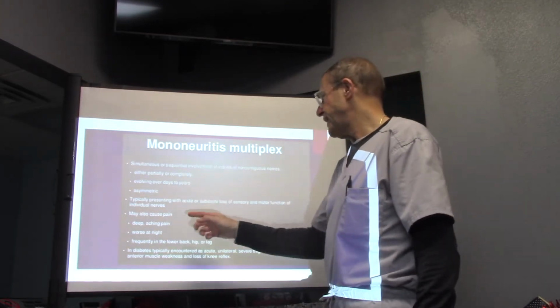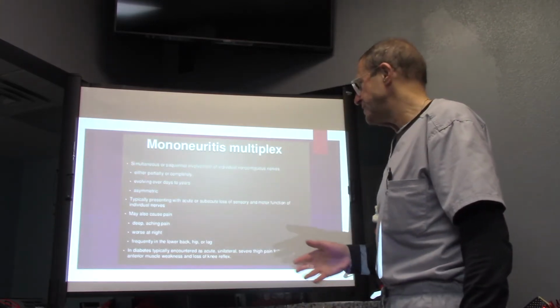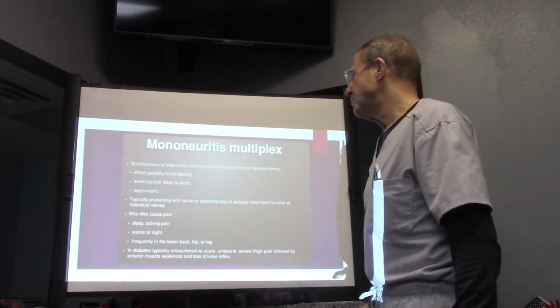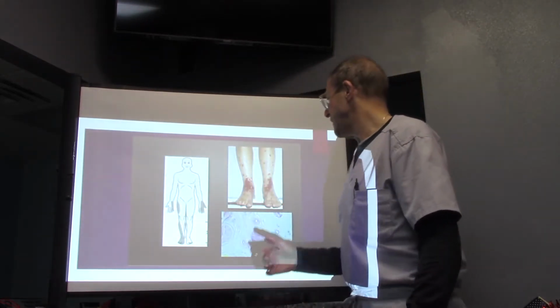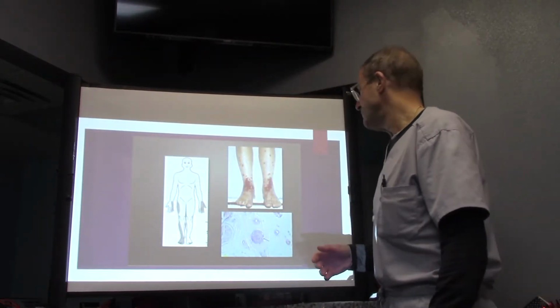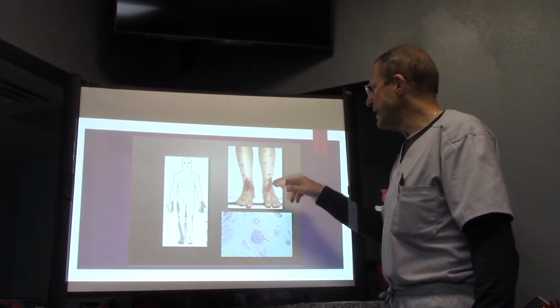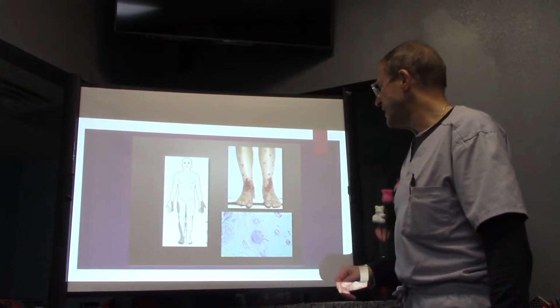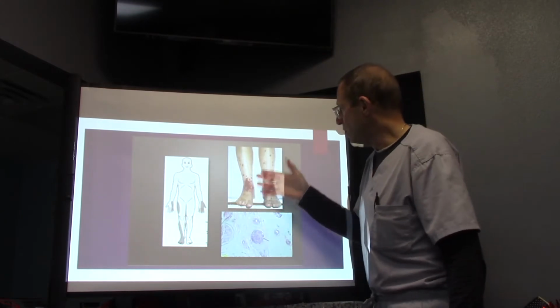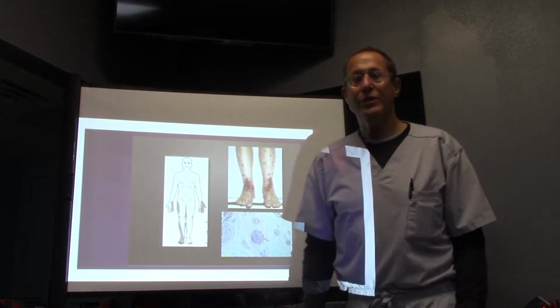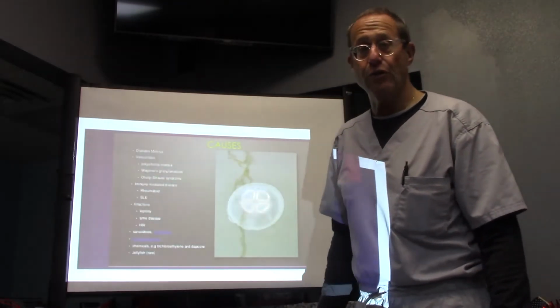It can cause pain, a deep aching pain, usually worse at night, frequently in the lower back, hip, or leg. And in diabetes, it can affect the extremities as well. Okay, this is what mononeuritis multiplex looks like. It also causes this rash in your skin, which is basically following the course of the nerves.